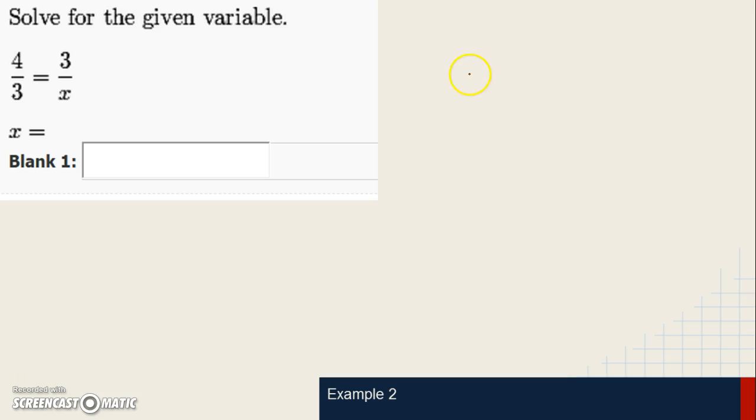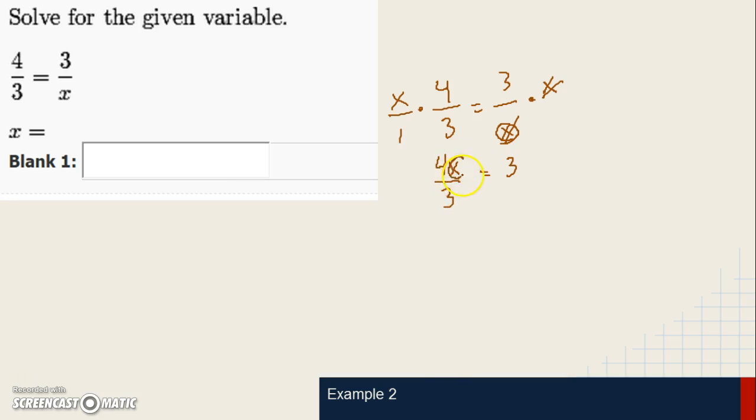Example number 2. 4 over 3 equals 3 over x. Again here, if I was to use inverse operations, what I would do is, first I'd have to get my variable that I'm solving for out of the denominator by multiplying it to both sides. Here I have just 3. If I made this a fraction, x times 4 is the same thing as 4x equals 3.